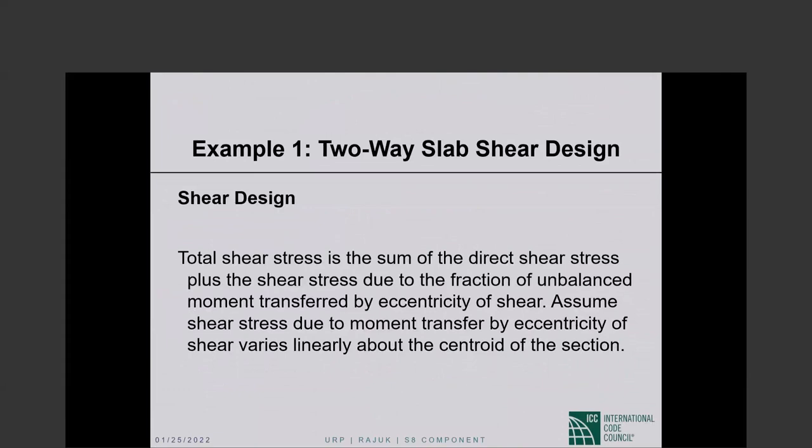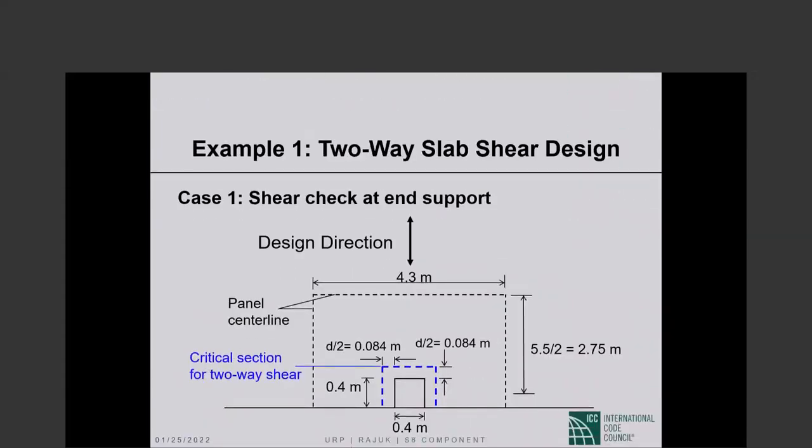Now, total shear stress is the sum of the direct shear stress plus the shear stress due to the fraction of unbalanced moment transferred by eccentricity of shear. Assume shear stress due to moment transferred by eccentricity of shear varies linearly about the centroid of the section, as I showed you.